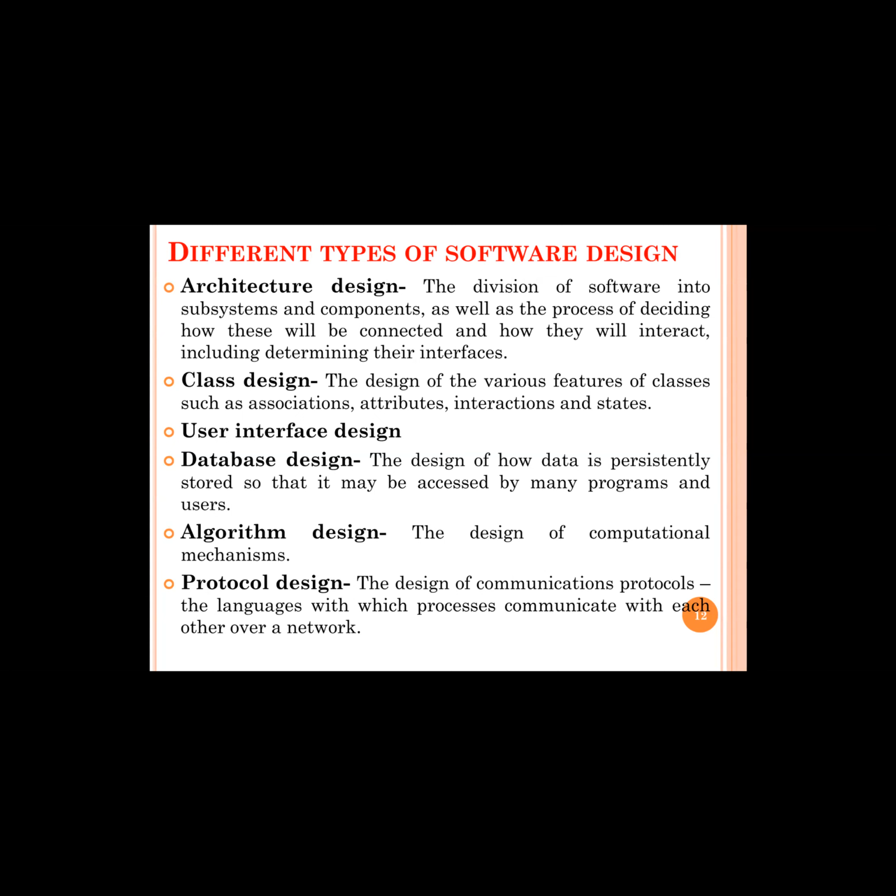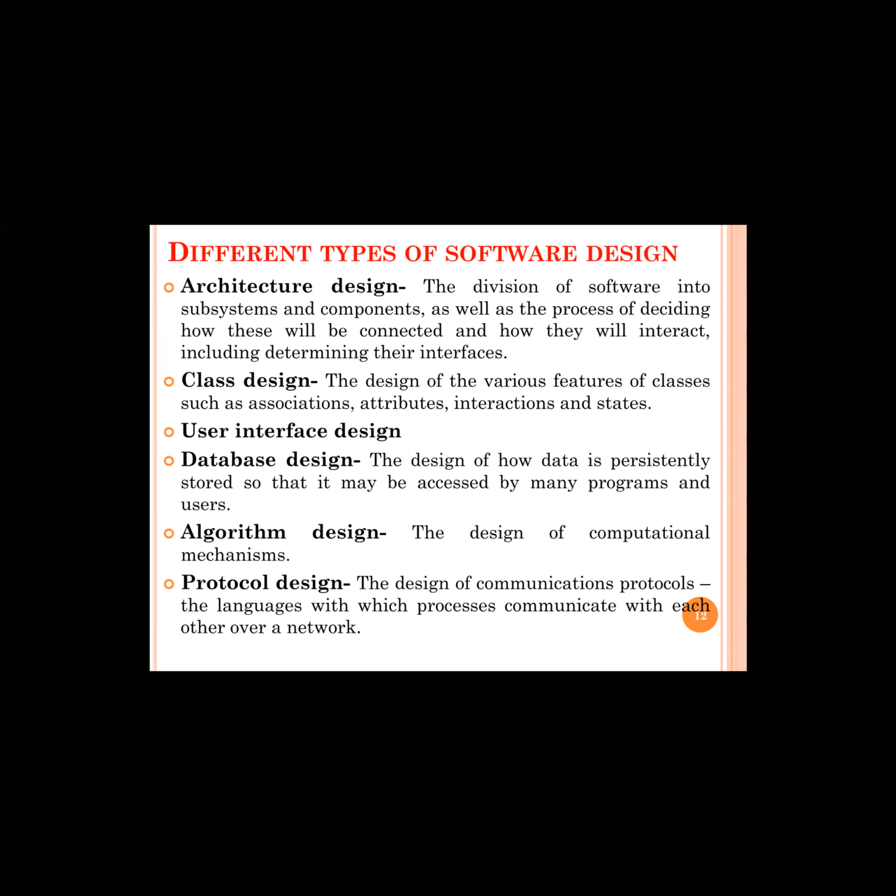The software, the subsystems and components, as well as the process of deciding how those will be connected, how they interact, including determining their interfaces. So here we will identify what the components are, what their functionality is, how they are going to interact with each other, and how the user interface design is going to be done. That will be identified and can be represented by using the architectural design process.